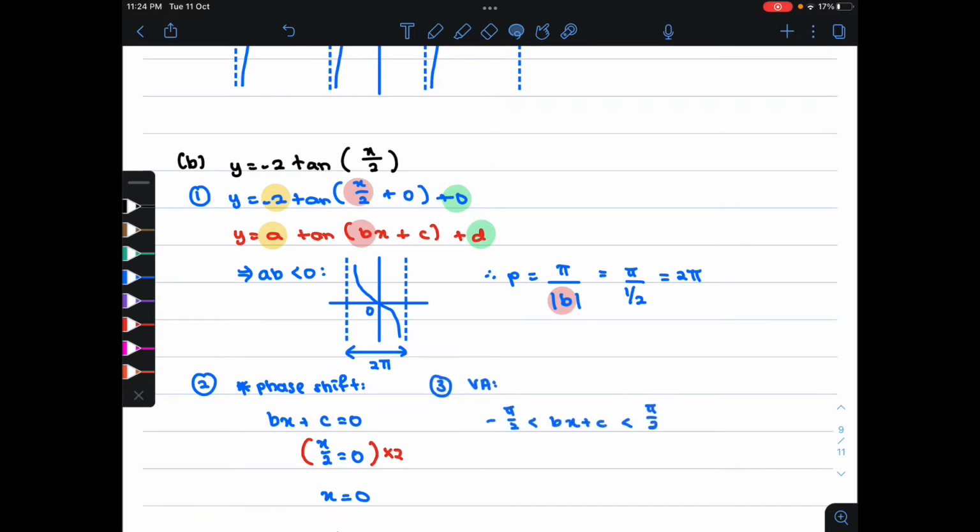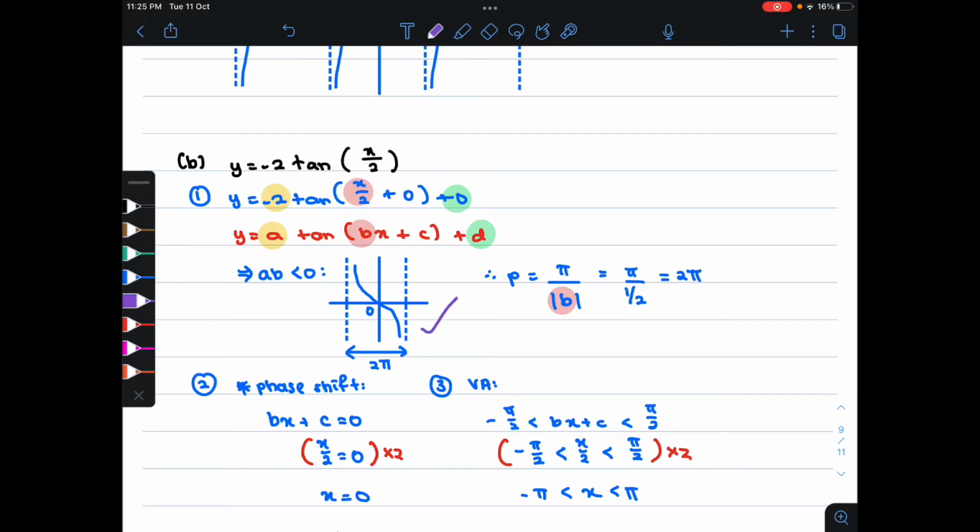And the third step is to find the vertical asymptote using this inequality. In order to change x over 2 to become x, we're going to times everything here by 2. And we'll get x is between -pi and pi. So that will tell you the position of your vertical asymptote. So now let's try and sketch.